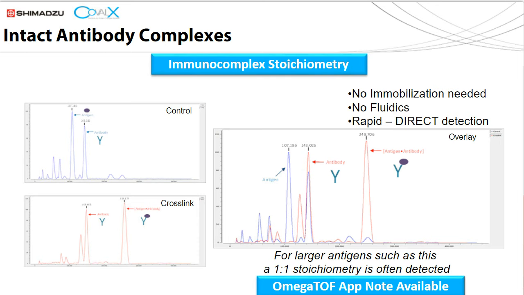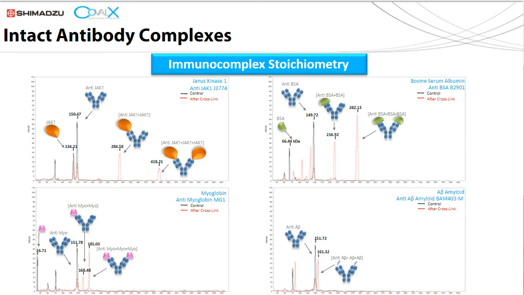This as well was shown in an app note with the OmegaTOF data available from Shimadzu and here on the webinar. And we've done lots of antibody-antigen complexes. On the top left, we see a larger antigen of 135 kilodaltons with the antibody, again, a full MAB at 150, forming a 1-to-1 and more specifically a 2-to-1 complex, in this case out at 418 kilodaltons. Again, with the high mass capability, it is a direct measurement of these proteins out at 400 kilodaltons.